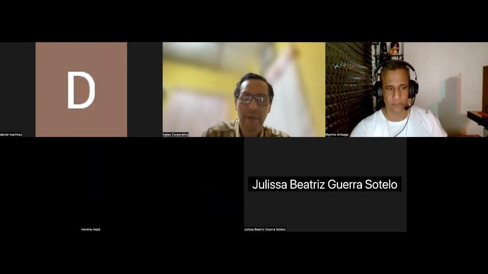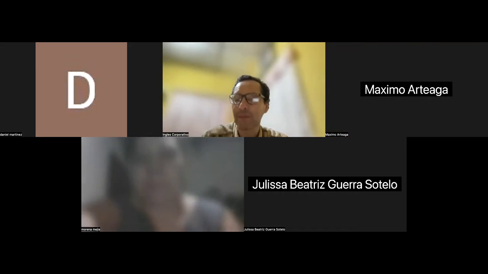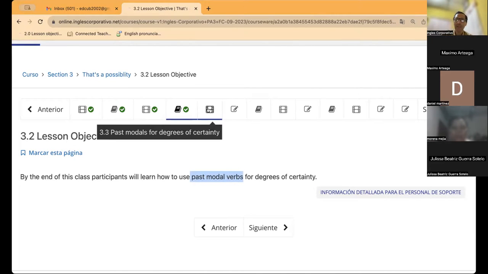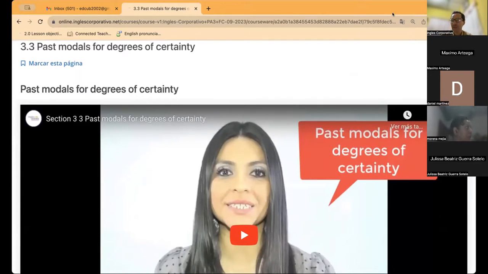Let's take a look and review a little bit about yesterday before we begin. As you can see, yesterday we were looking at and we finished using past modals. Past modals were the words, for example, could, should, would, might, but we use them with the word have. All of the past modals we used with have. Today we're going to continue using past modals for degrees of certainty.